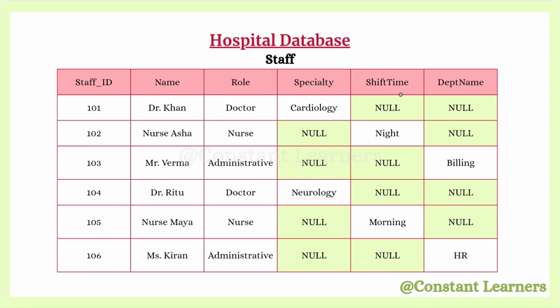Similarly, in the shift time column, it's useful for the nurses, but for doctors and administrative staff, we'll have null values. And for department name, the administrative department will have names, but doctors and nurses won't. So again, there'll be null values, right? So there's going to be too many null values, and because of this, there's a lot of wasted storage space, right? Because these nulls aren't just empty, they're actively consuming resources. In a hospital with thousands of staff, this adds up very fast, right?